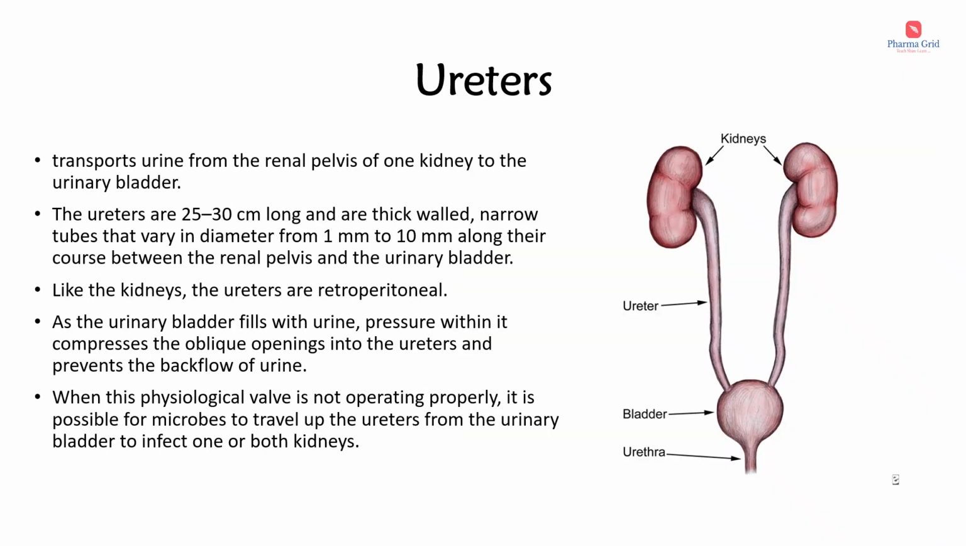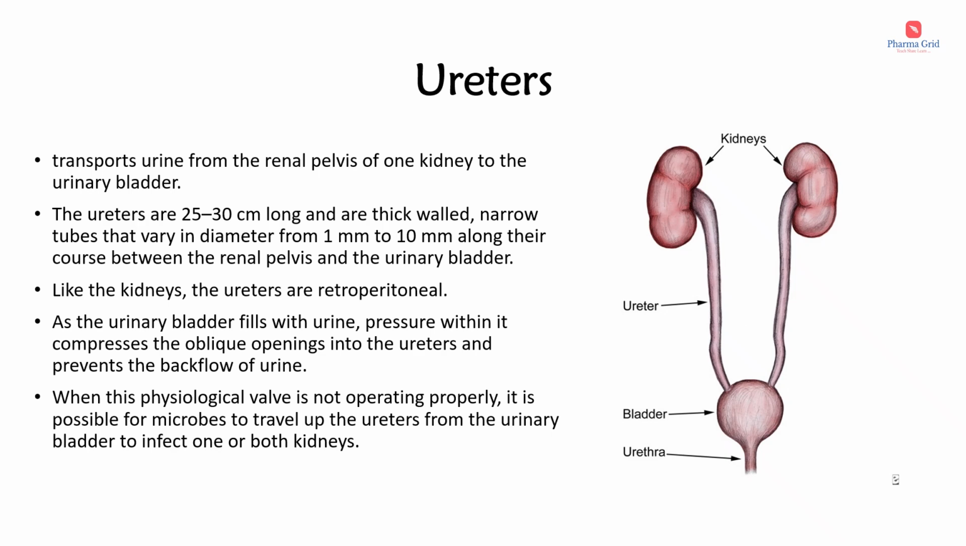Moving on to the next organ in the urinary system, which is the ureters. Okay, so here you can see the ureters. The ureters transport urine from the renal pelvis of one kidney to the urinary bladder. So this is the main function of the ureter. The ureters are 25 to 30 centimeters long and are thick-walled, narrow tubes that vary in diameter from 1 millimeter to 10 millimeters along their course between the renal pelvis and the urinary bladder.